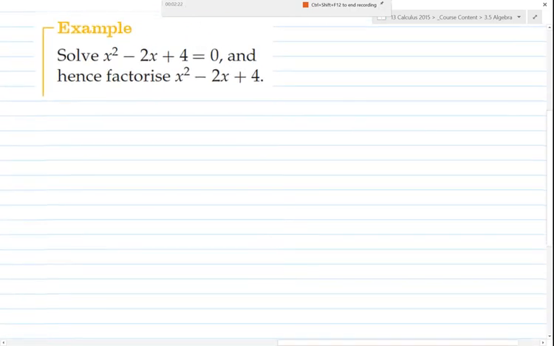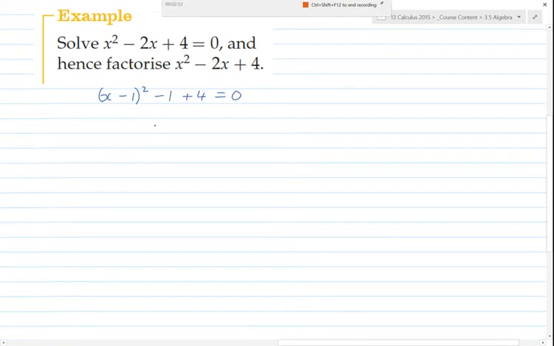Okay, this is a similar question but with a slight twist, because it's asking us to factorize. So you remember in year 11 that questions would often ask you to factorize first and then solve. This question's asking you to solve and then factorize. So we'll solve it first, and then hopefully it will become apparent why we can then factorize. So I'm going to do the same thing here, and that's complete the square. So we'll have to subtract 1, and then we've still got the plus 4 there. And so we can write this as (x minus 1) squared equals negative 3.